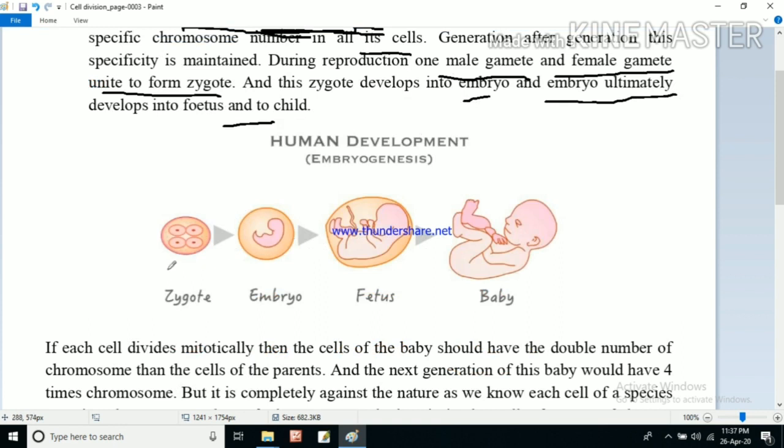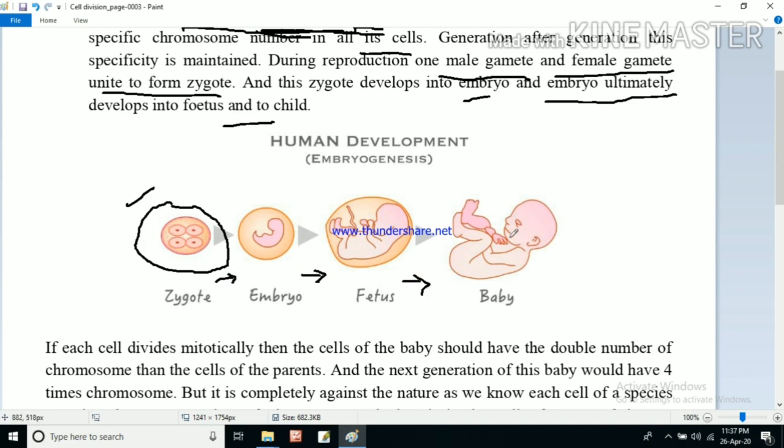Here we can see in this diagram, first one male gamete and one female gamete unite to form one zygote. This is a zygote, the result of the union between the male and female gamete. This zygote will ultimately develop into an embryo, the embryo will develop into this fetus, and this fetus will ultimately develop into this baby.